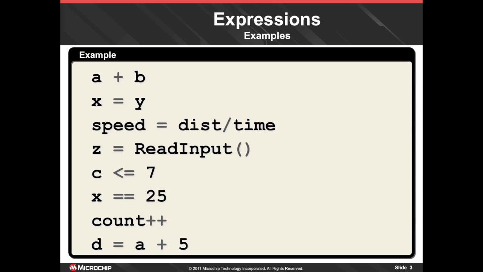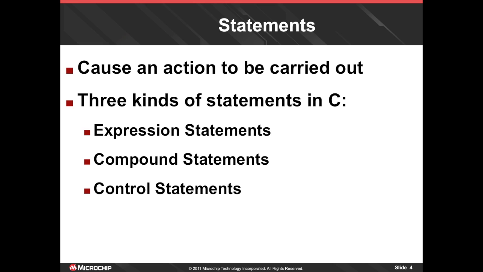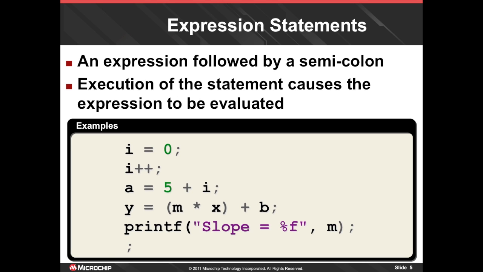So for example, we have a plus b, x equal y, and there's a list there you can look through of examples. On their own, these are the single entities we're referring to, which don't really do much on their own. So statements cause an action to be carried out. There are three kinds of statements in C that we're going to look at: expression statements, compound, and control statements. With expression statements, they cause the expression to be evaluated, and any valid expression may be made into an expression statement, though not all expressions make useful statements by themselves.